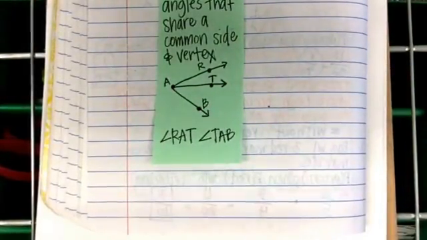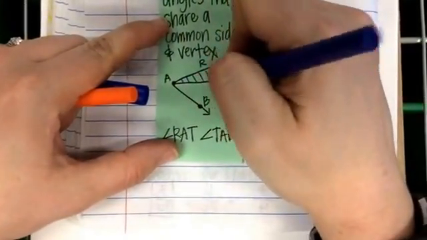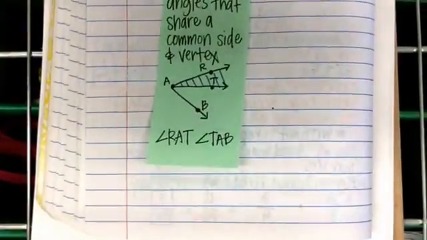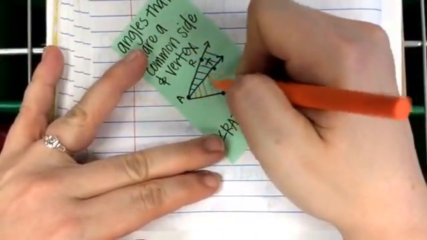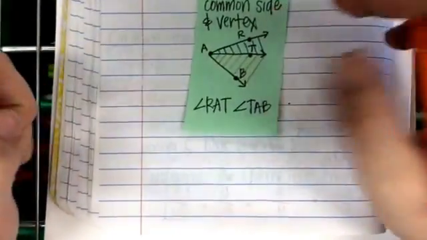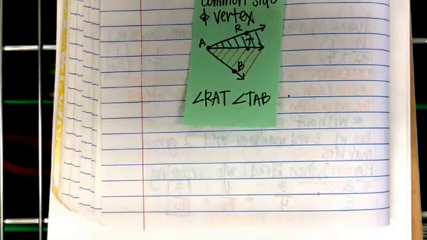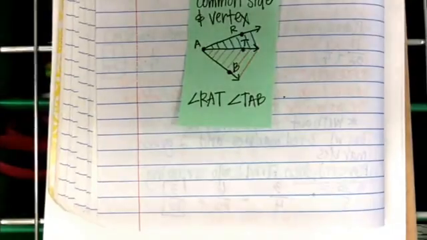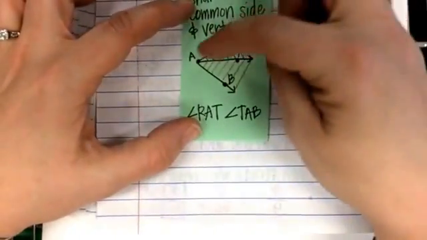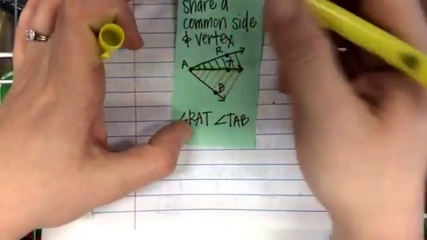And I'm going to do some color coding just so that you see it. There's one angle, and it's adjacent to the other angle. What side do they share? Eduardo, you need to pay attention, please. AT. That's what they share. The common side is AT.